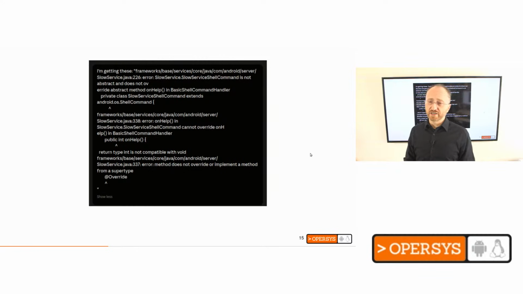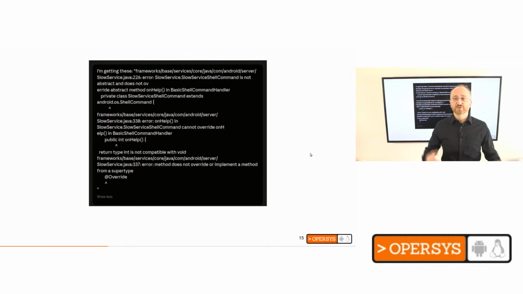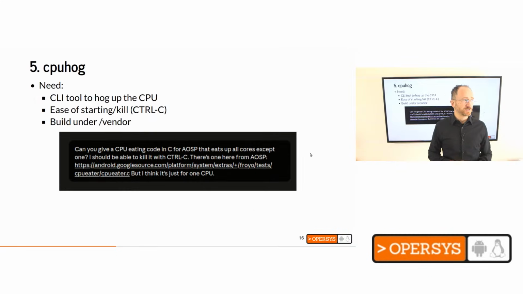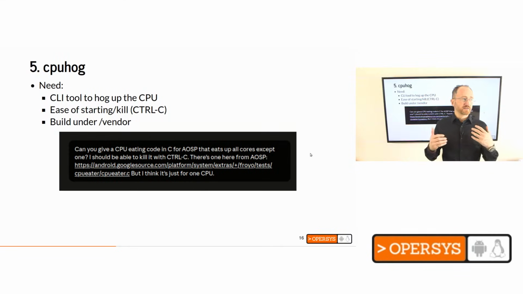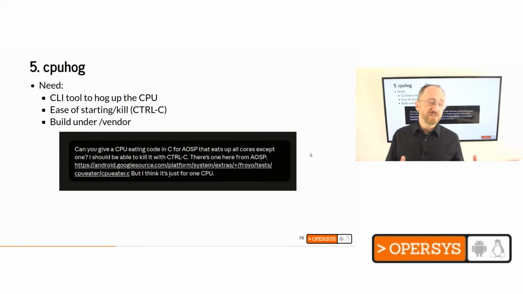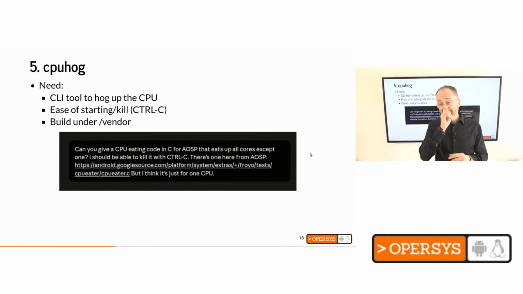So essentially I gave it this error. I can't remember what it spat out after that, but whatever it was, it actually was useful. So the next thing is, okay, I've got a system service that runs this thing in the background. Give me something that I can run to load the system up in terms of CPU usage, all right? And initially what I did, as you can see here, I said, hey, there is actually a CPU eater in older versions of AOSP. Maybe you could use that, right?